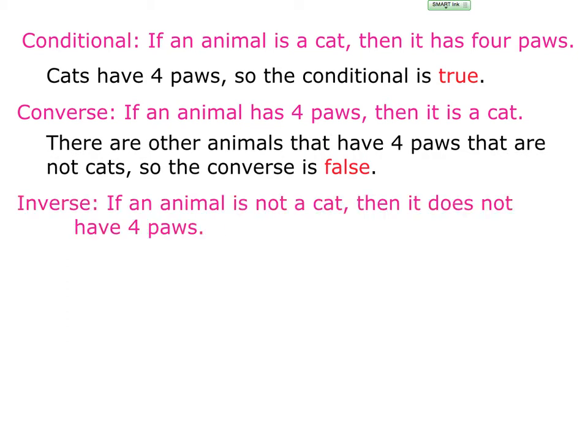If an animal is not a cat, so think of animals that are not cats, is it correct? Then it does not have 4 paws? Counterexample? Okay, a dog is an animal that's not a cat. And is it correct that the dog does not have 4 paws? No, that's an incorrect thing. So that's a counterexample. So this statement is false.